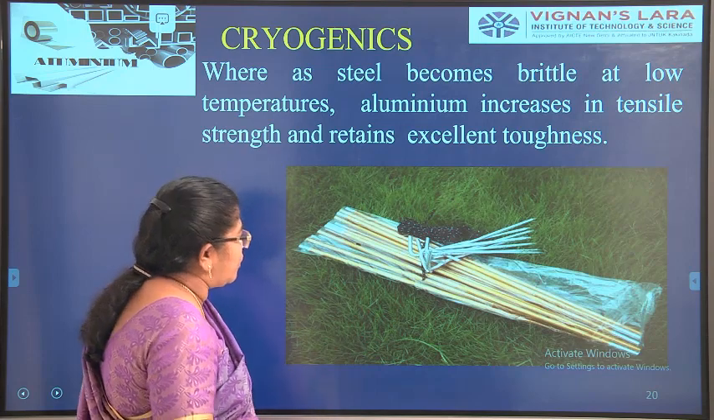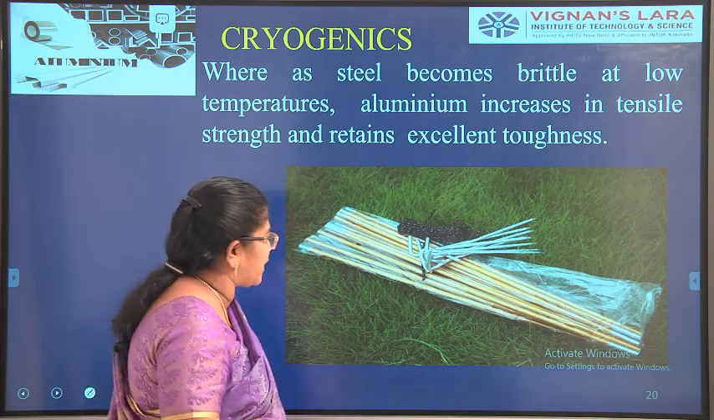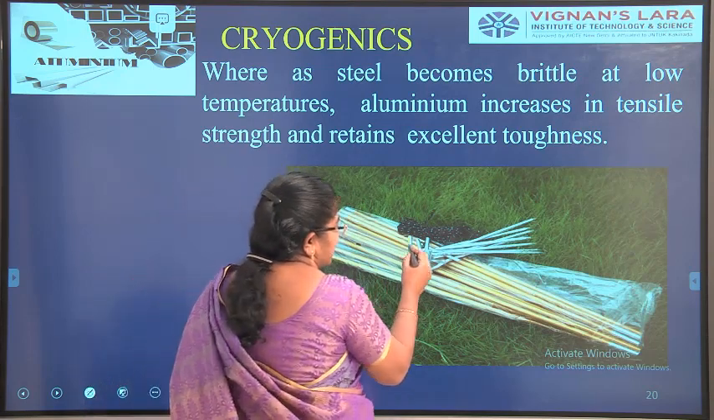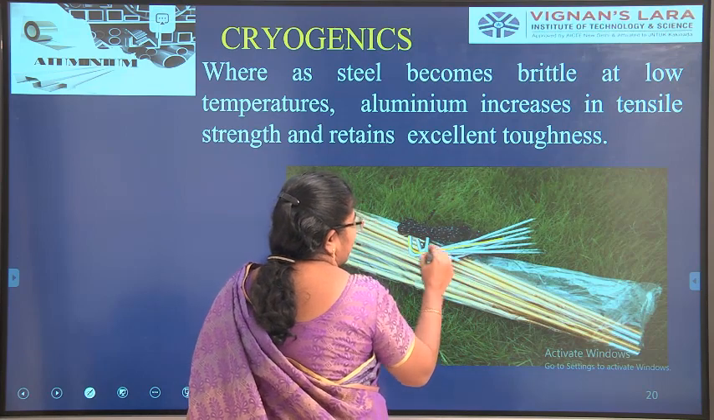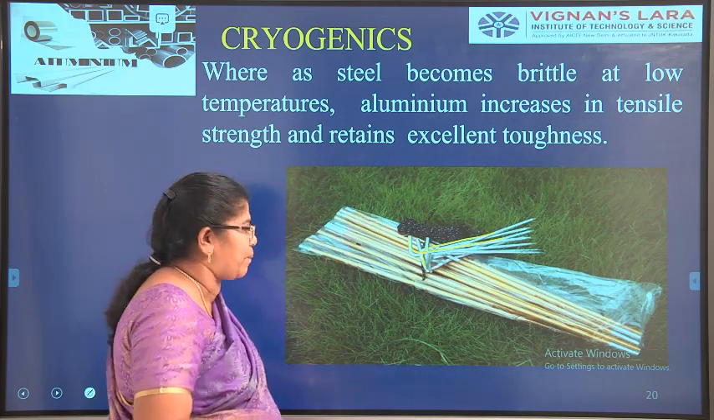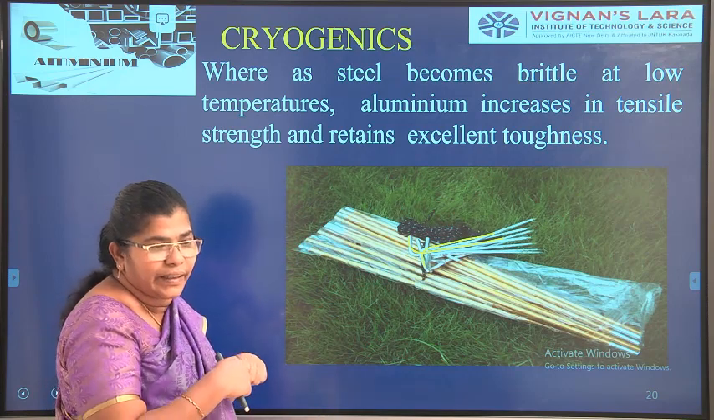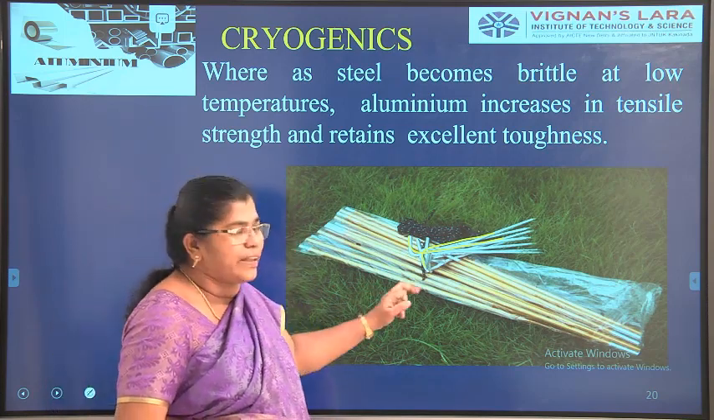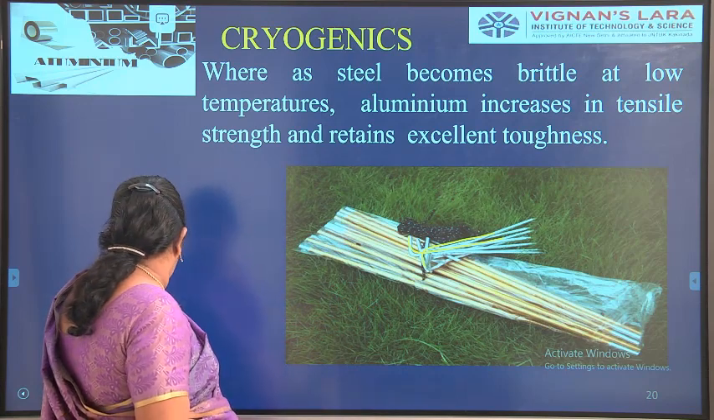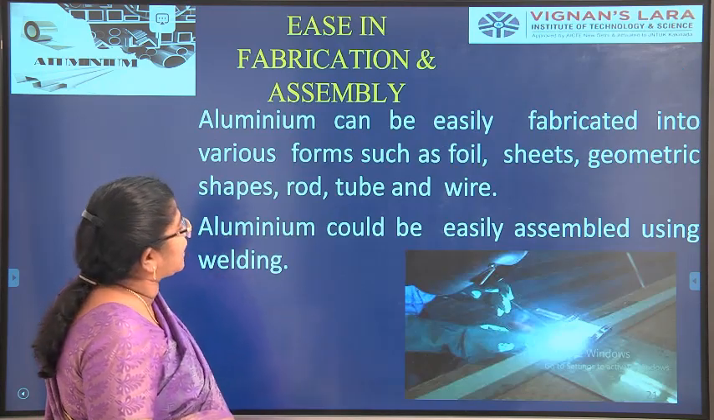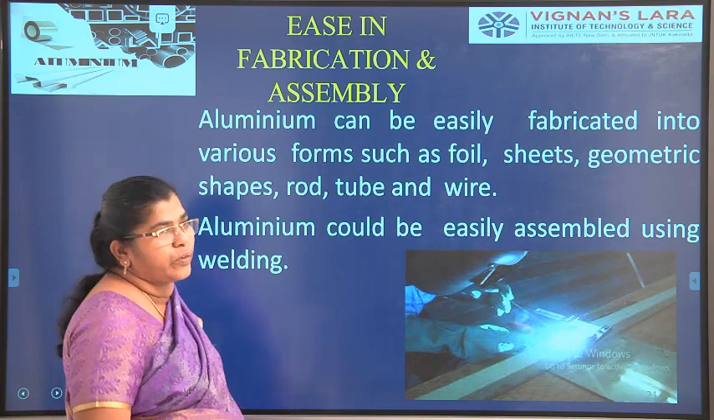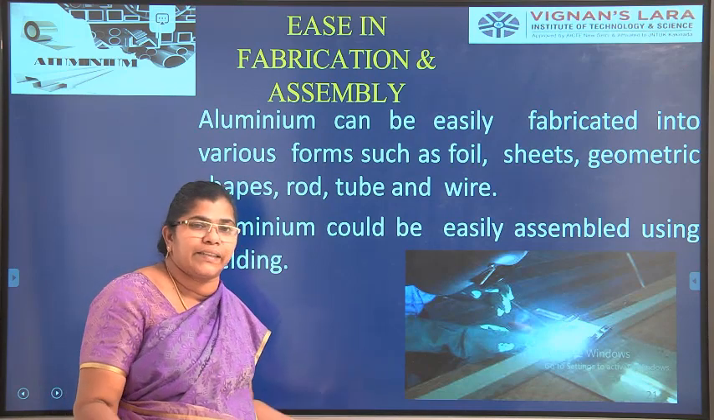So it is used for this purpose, where steel rods are used for various tying purposes, used where the tensile strength needs to be very high. Now in that process we can use this aluminum. The next one, it can be easily fabricated. So whatever the size we need, we can easily fabricate it.